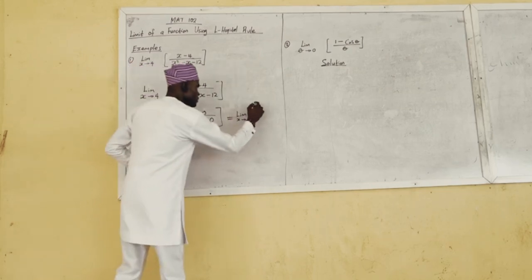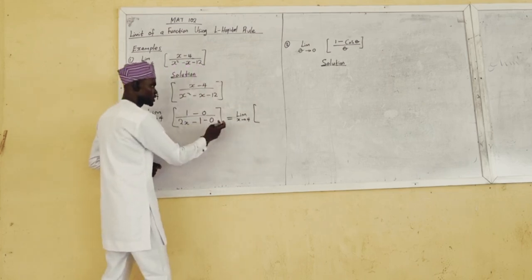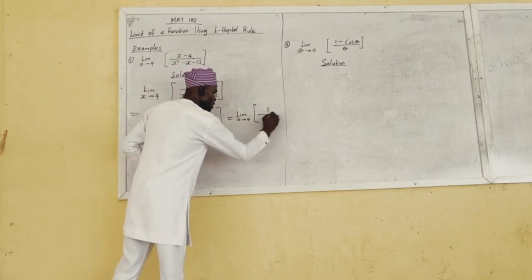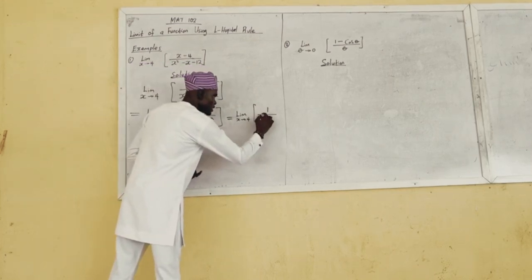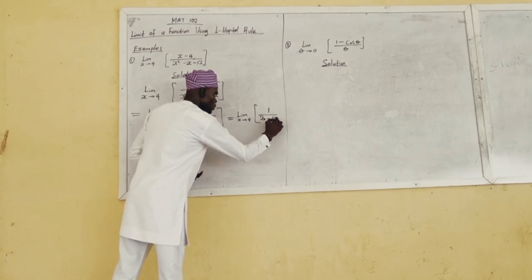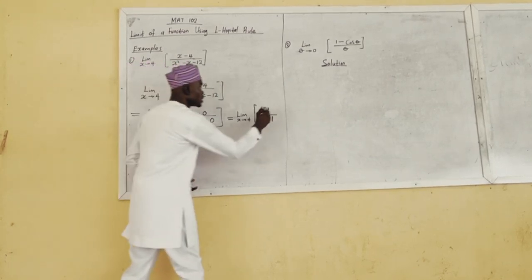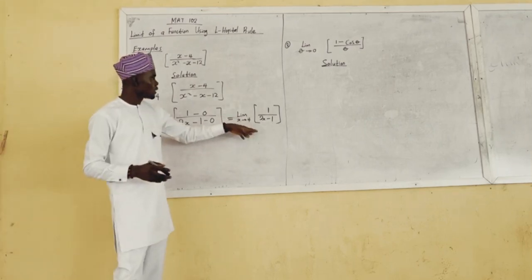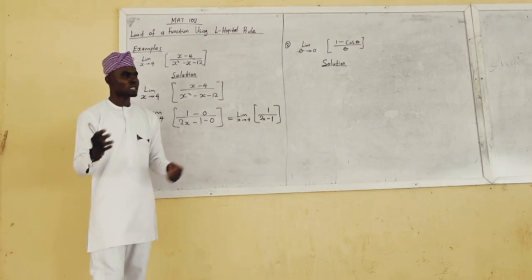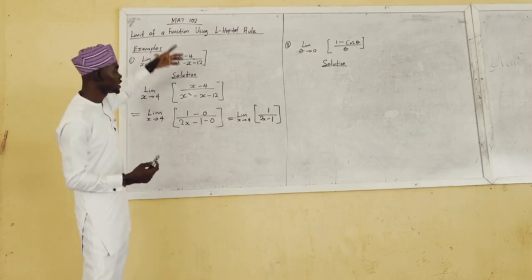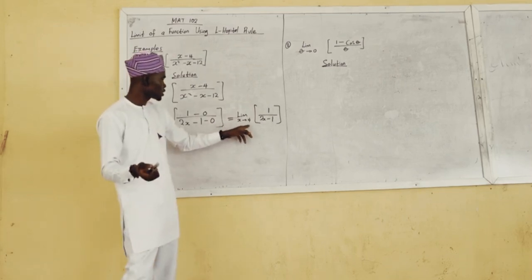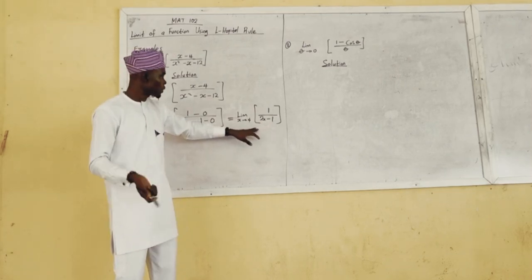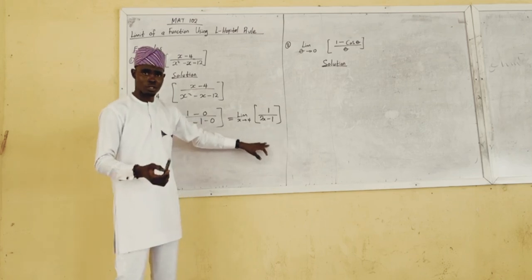So now we have 1 minus 0 is going to give us 1 over 2x minus 1, 0, 0 gone. So now we have 1 over 2x minus 1. Let us now check the first thing we did here. We should put the value of our x naught in this expression, whether we are still going to get an undefined expression or not.